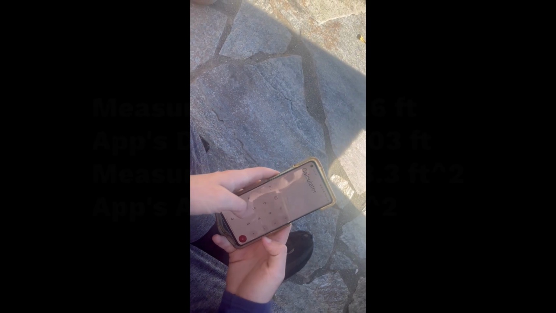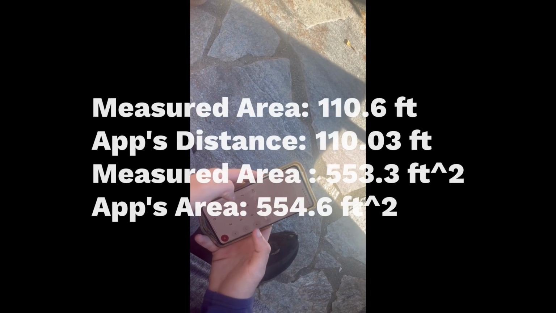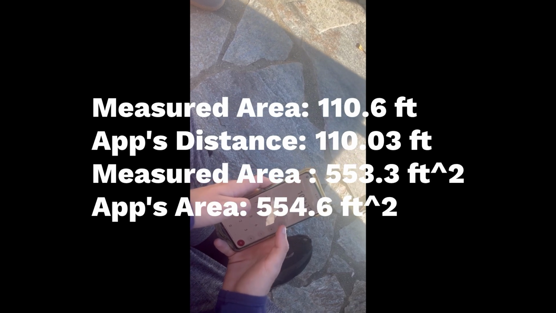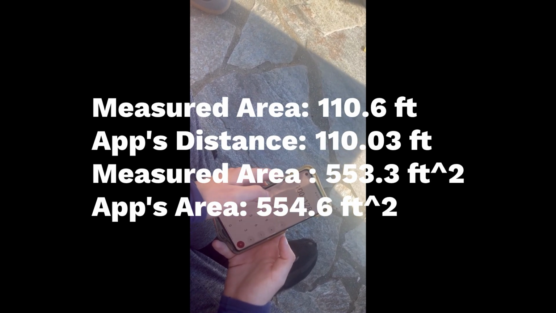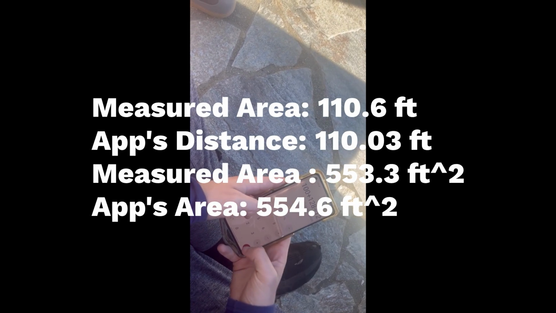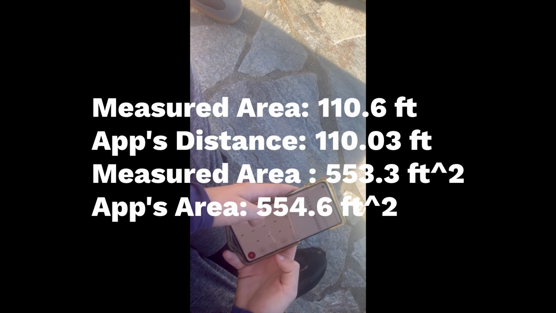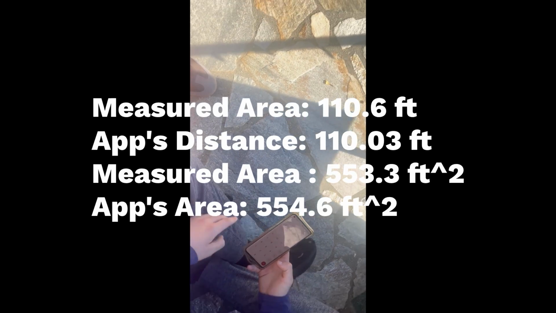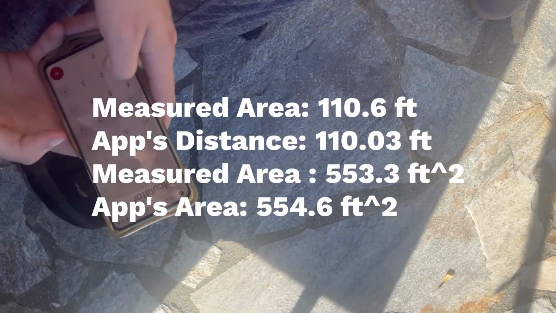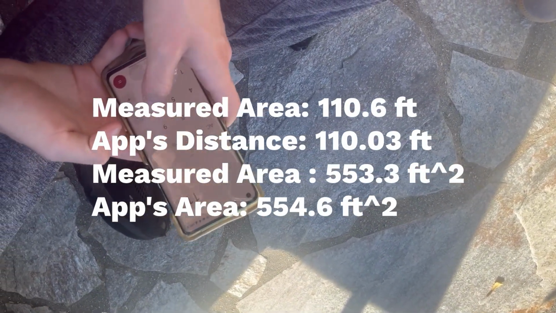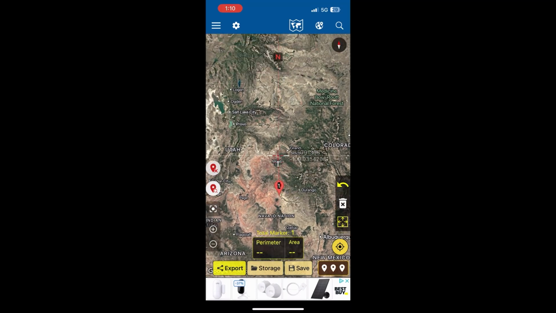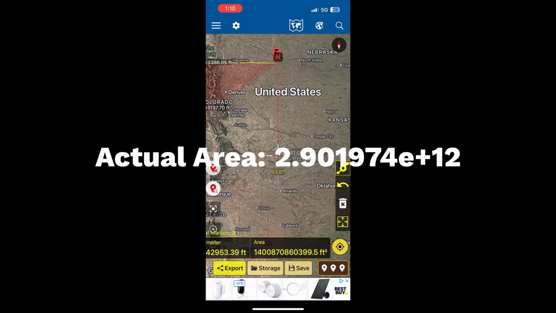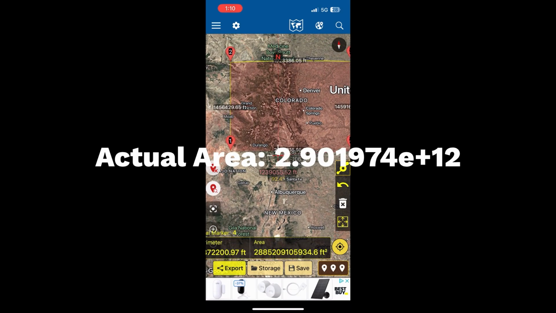The calculated numbers and the numbers that the app gave us were pretty similar, which leads us to believe that the app is actually pretty accurate. So we ended up getting a final distance of 110.6 feet, and we got an area of the sidewalk to be 553.3 feet squared. We ran another test where we started measuring Colorado to see if the app was accurate in measuring bigger areas than sidewalks.